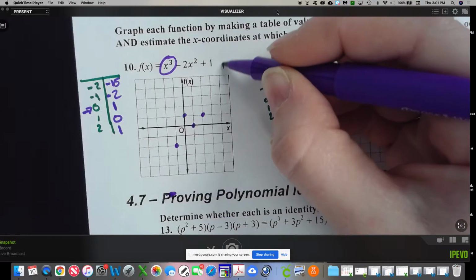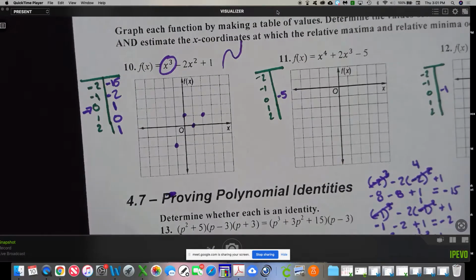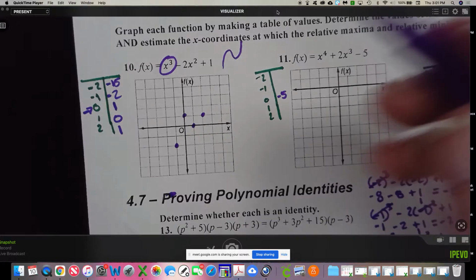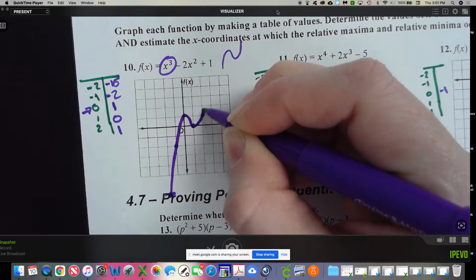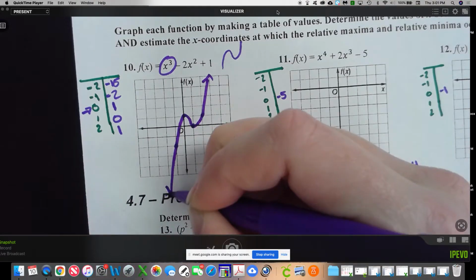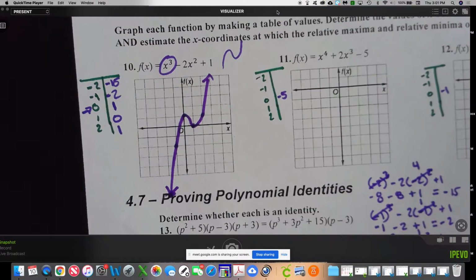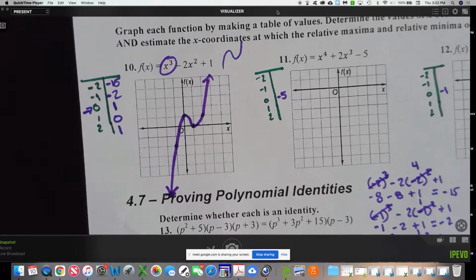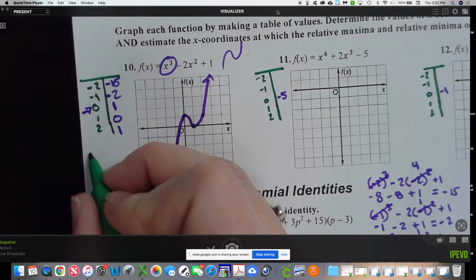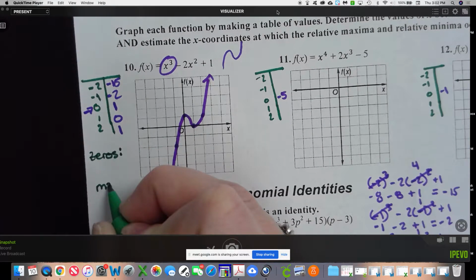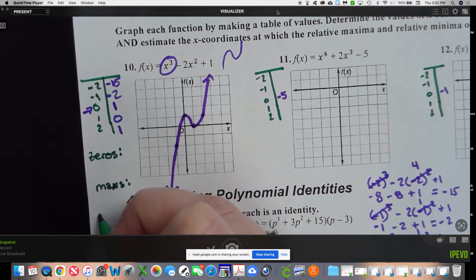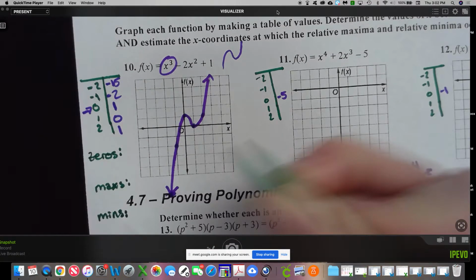Let's get it to quit lagging. Probably something like that. Can you see it doing that on the graph? He is doing something like this. Something like that. Okay? Now, some things that we have to label on here are the zeros, the maximums, and the minimums. Okay? So, how many places does he cross? 1, 2. 2 places. Okay?